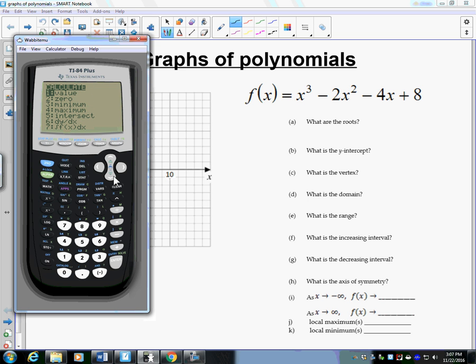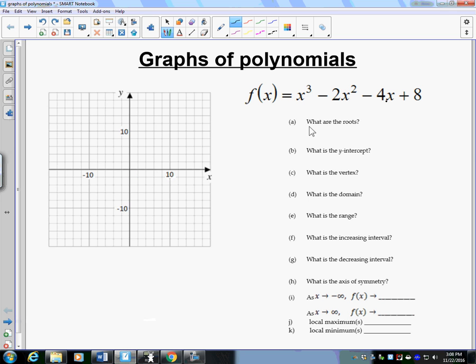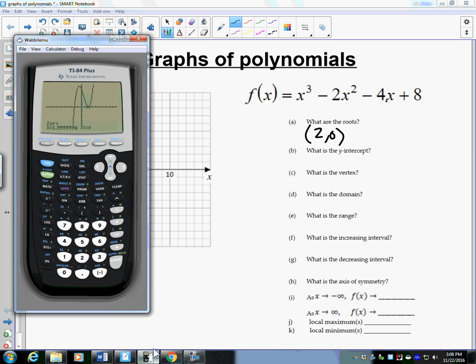Second trace, 0. Zeros and roots. It's going to be about the same. Left bound, right bound, guess. And that is close to 2, 0. So one of my roots is at 2, 0. Looking back again, there's another root over here. Another root is at negative 2, 0.